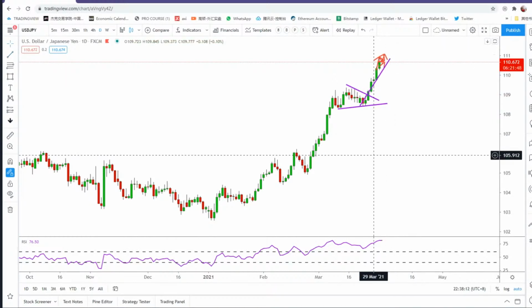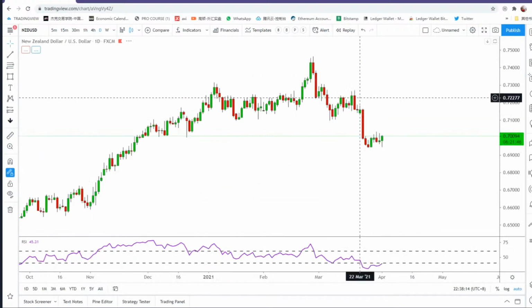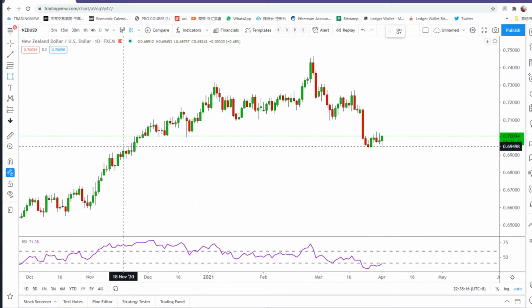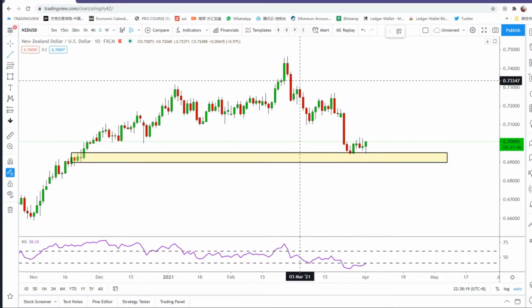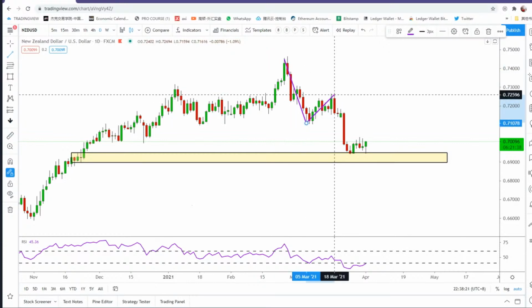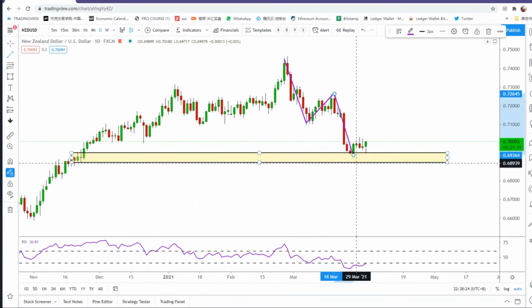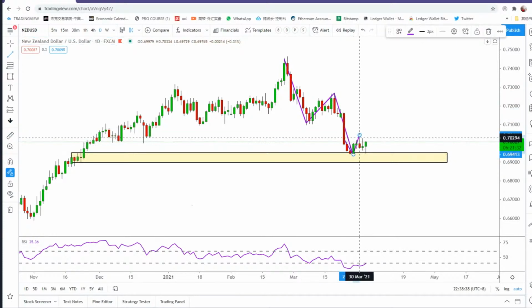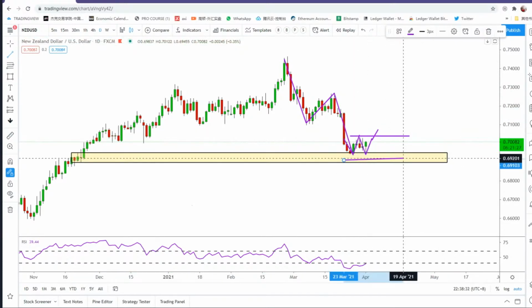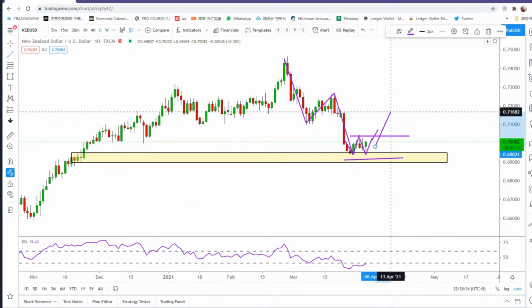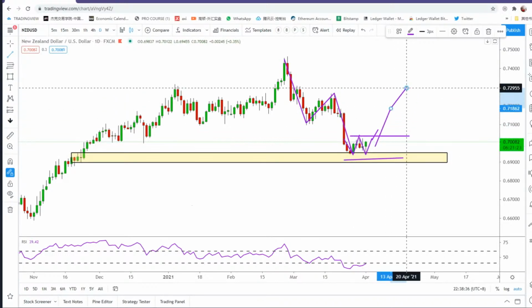And let's go for Kiwi dollar. Kiwi has some support from 0.69. Kiwi is okay to buy because Kiwi has already finished the correction. This is two ABCD moves, followed by a double bottom, right? So Kiwi dollar is okay to consider to buy. Use this place to buy the Kiwi and aim for 0.72, 0.73.